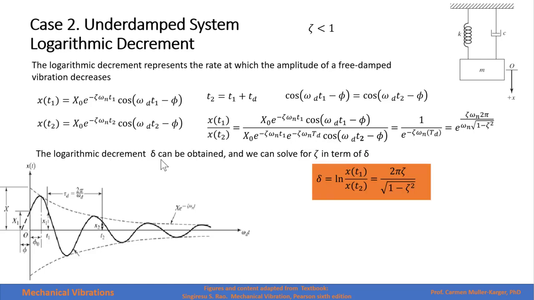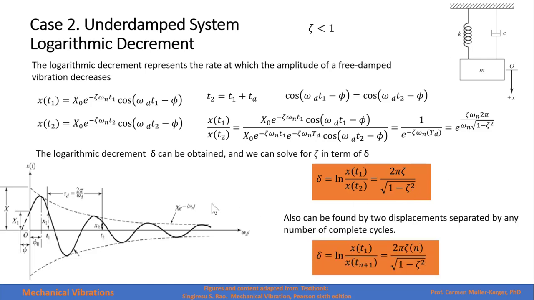The logarithmic decrement can be then obtained by taking the logarithm on both sides of the equation, and this is the logarithm of x1 at t1 over x2 at t2, and it will be equal to this function right here. We can also cancel omega n. So the logarithmic decrement is defined as 2 pi zeta over square root of 1 minus zeta squared.